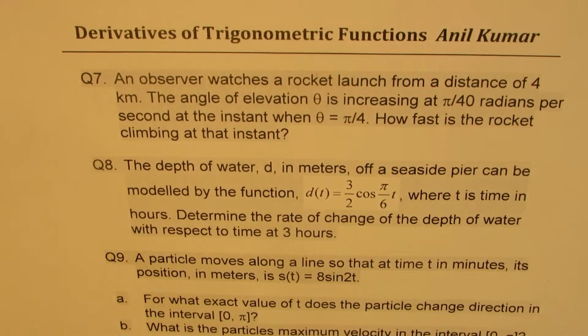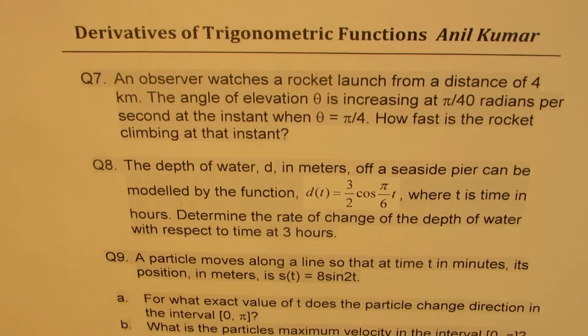Now here are other application questions. Question number 7. An observer watches a rocket launch from a distance of 4 kilometers. The angle of elevation theta is increasing at pi/40 radians per second at the instant when theta is pi/4. How fast is the rocket climbing at that instant? Question number 8. The depth of water D in meters of a seaside pier can be modeled by the function d(t) equals 3/2 cos(pi t/6), where t is time in hours. Determine the rate of change of the depth of water with respect to time at 3 hours.